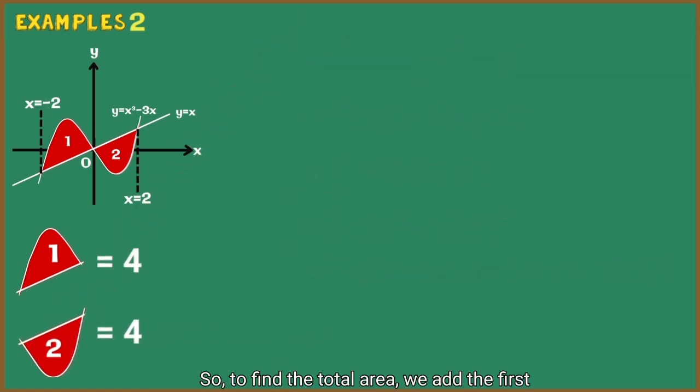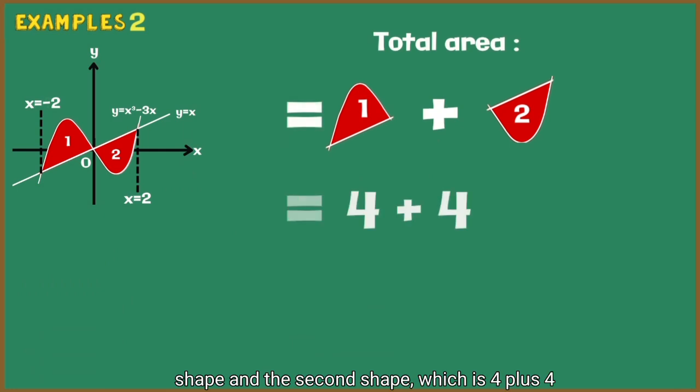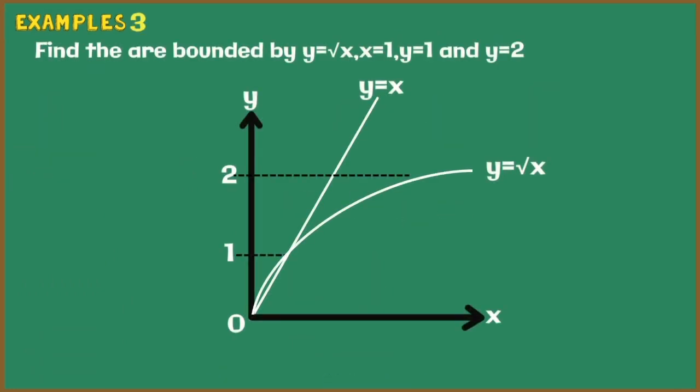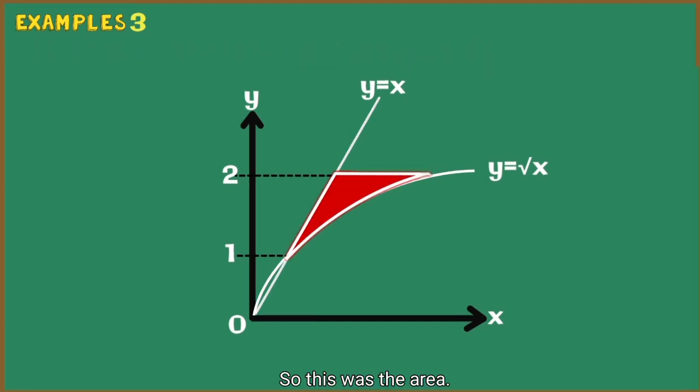So, to find the total area, we add the first shape and the second shape, which is 4 plus 4 equal to 8. Moving on to the last example, find the area bounded by y equal to square root of x, x equal to 1, y equal to 1, and y equal to 2. So this was the area. But it's different because now we have the interval on the y-axis.